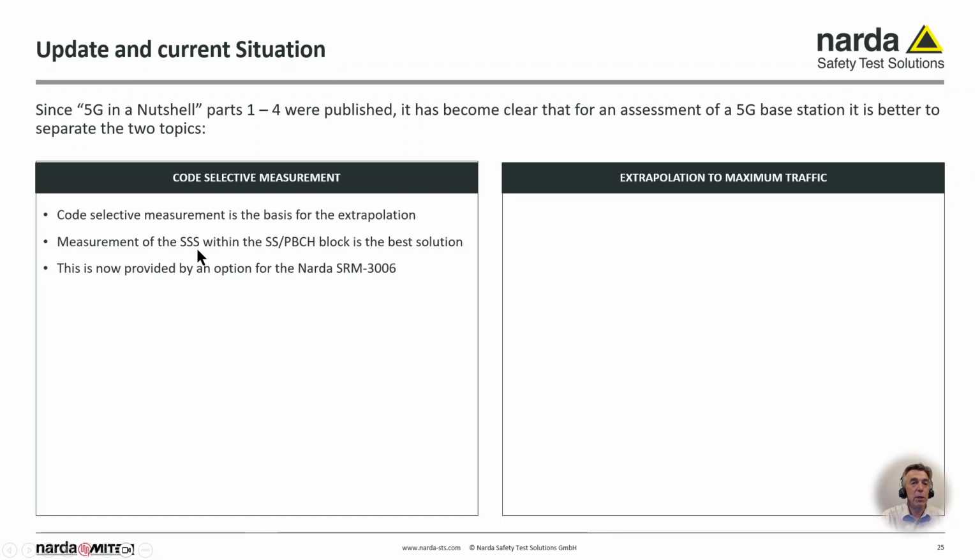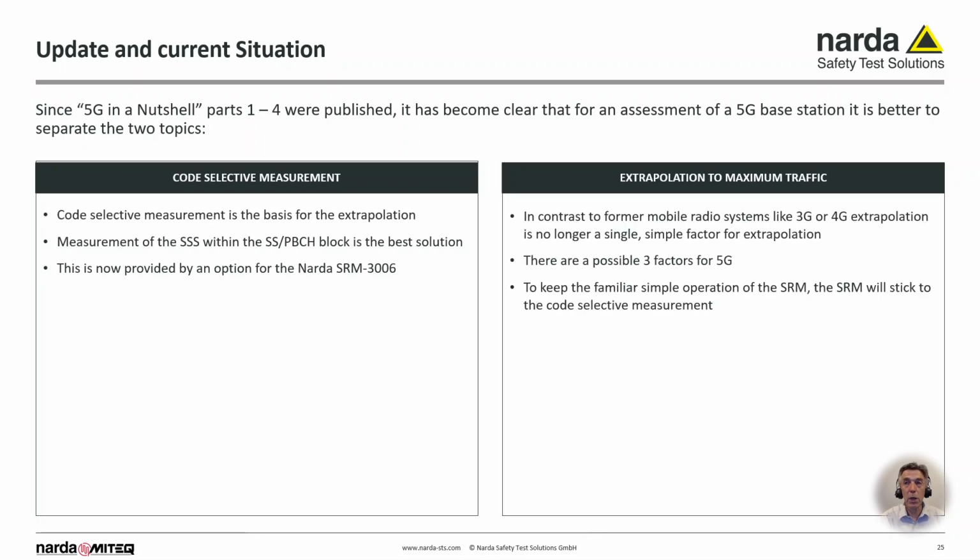And by the measurement of the secondary synchronization signal inside of the PBCH block, it was found out that this is the best solution. And therefore, we nowadays have a mode inside of the SRM 3006, 5G mode, and this is measuring exactly the SSS. Okay, full stop. By this, we have the base for an extrapolation. Extrapolation, again, is a different formula.